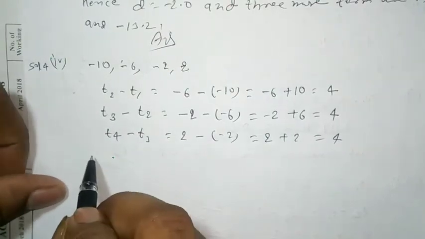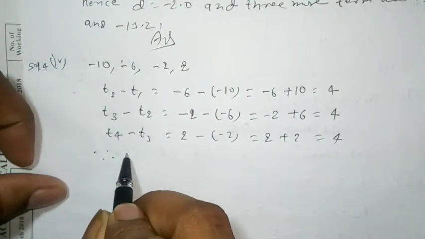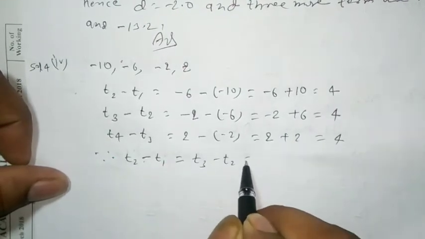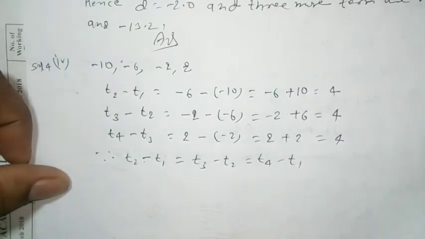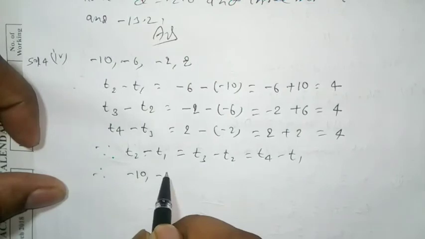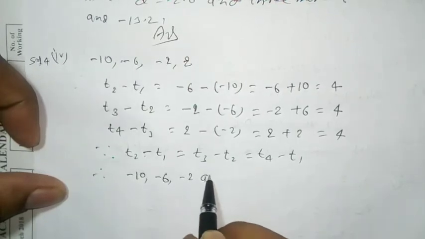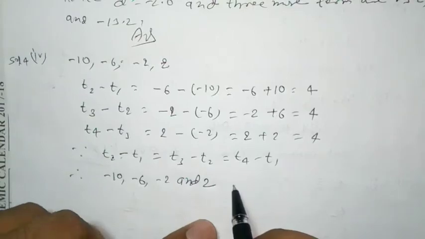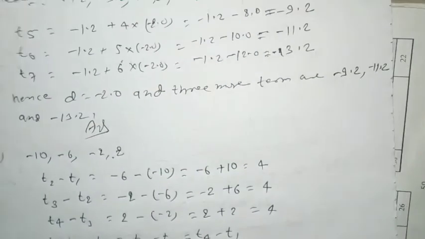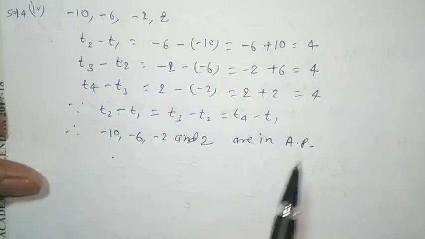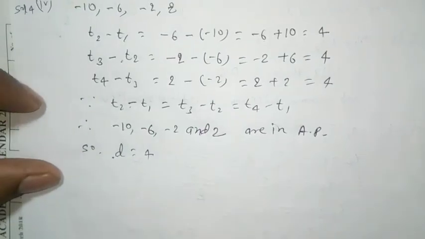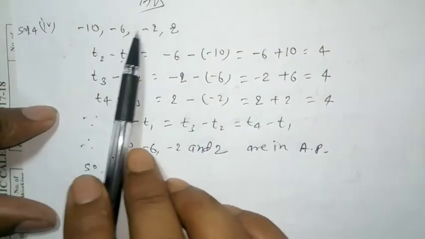Here, because T2 minus T1 equals T3 minus T2 equals T4 minus T3, therefore -10, -6, -2 and 2 are in AP. So D is equal to 4. We have to find the next 3 terms.